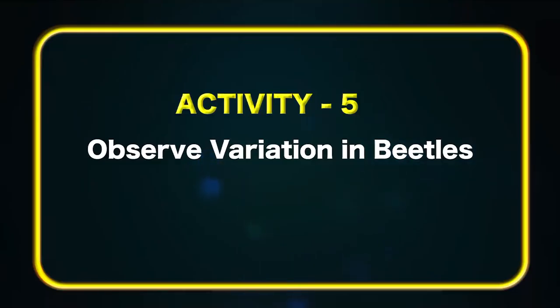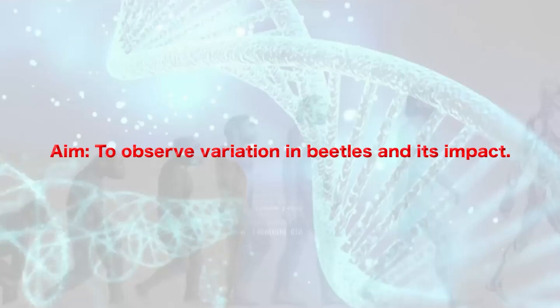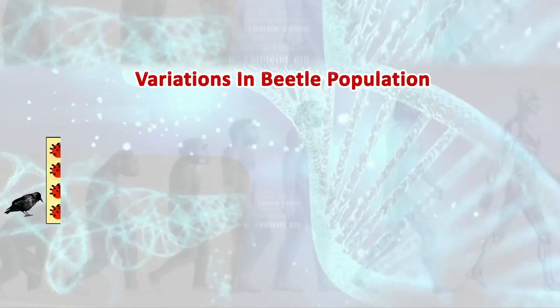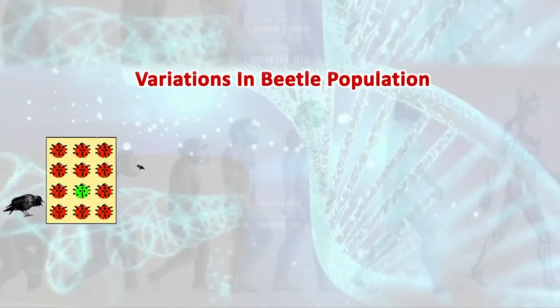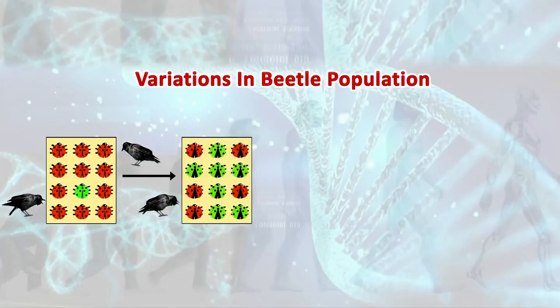Activity 5. Observe variation in beetles. Our aim is to observe variation in beetles and its impact. Case study. Consider a group of 12 beetles that are living in bushes on green leaves. They are able to produce variation in population as they reproduce sexually.